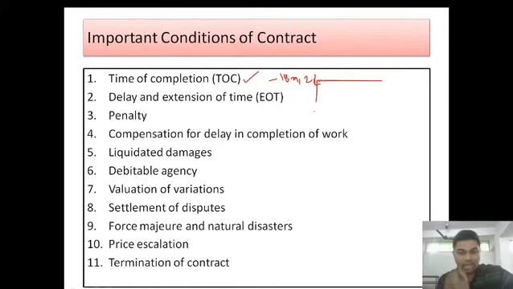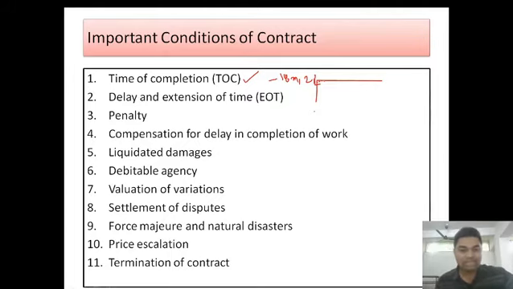Force majeure and natural disasters. What happens if suddenly an earthquake or a natural disaster occurs? Then who will be responsible? How much will the contractor be responsible for, and how much will the owner be responsible for? In that worst-case scenario, what decisions should be taken? That will be included here.